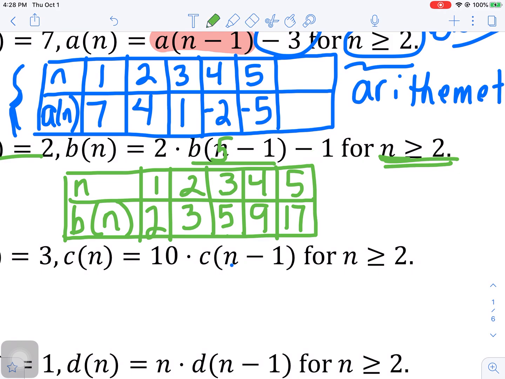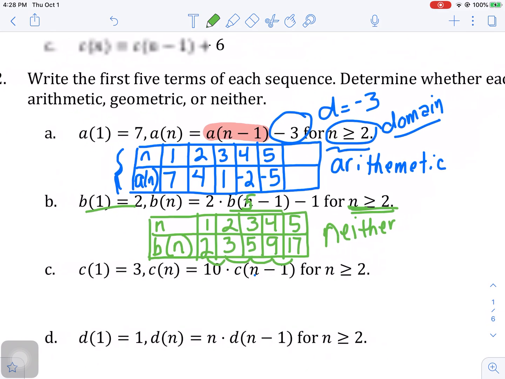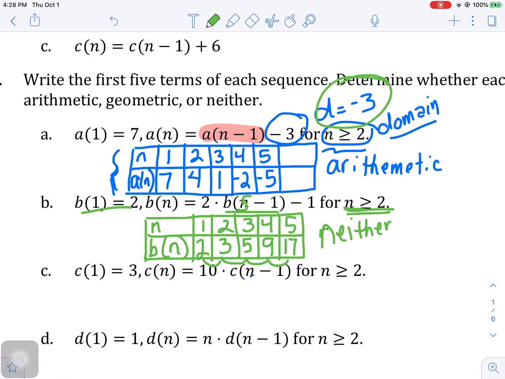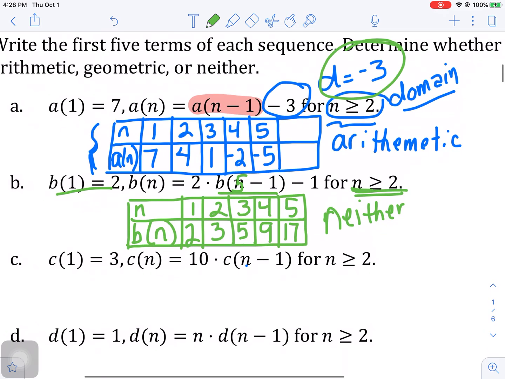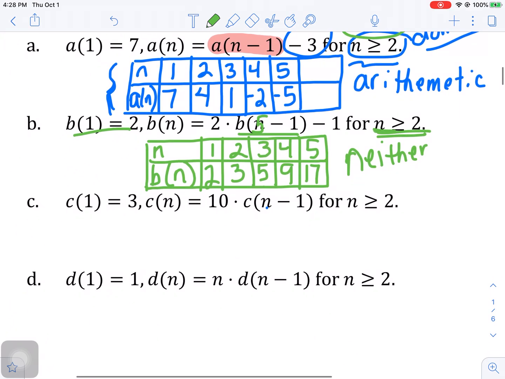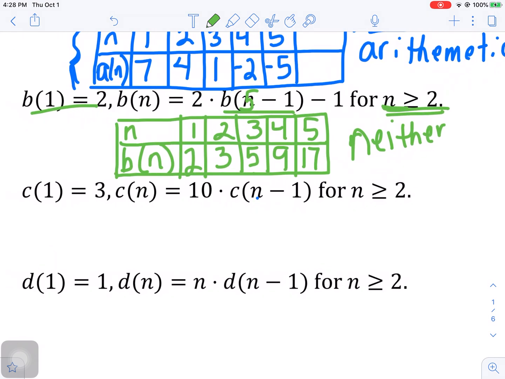And this one, in this case, here you're adding 1, then you're adding 2, then you're adding 4, then you're adding 8. So this is neither, because there's no common difference. Up here we said the difference was -3. Down here, it changes each time. And so if it's not the same number that you're adding each time, we can't count it as arithmetic. Otherwise, it looks arithmetic, just like the first one.